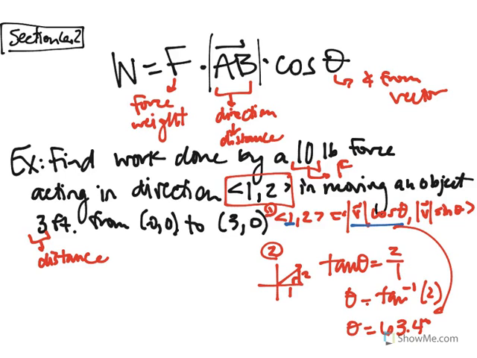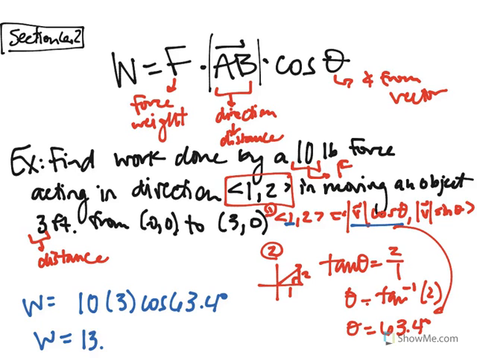Okay, so now that I have these pieces, distance and force, I'm going to say work equals 10 times 3 times cosine of 63.4, and then we're just going to solve. I can throw that all in my calculator: 10 times 3 times cosine of 63.4. Make sure if you were playing around with your mode earlier that you're still in degrees, because that is a degree, and I get work equals 13.43. And that's it. The end.